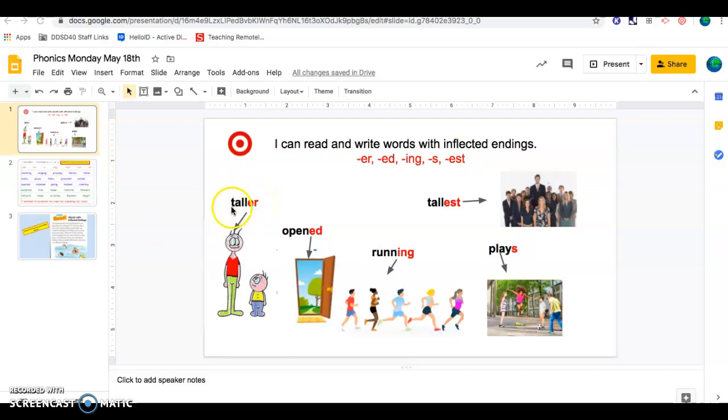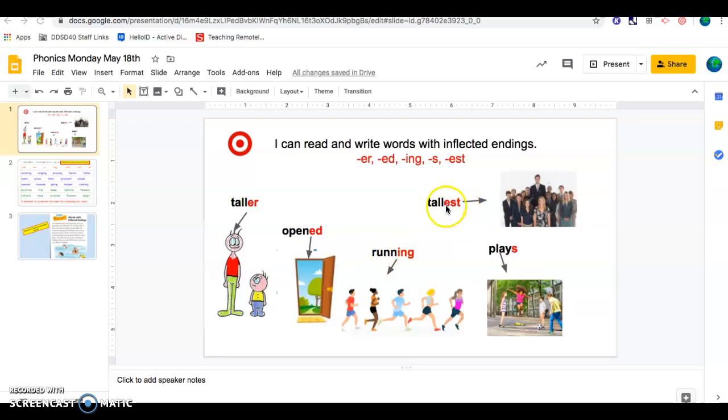Here are some examples. Taller. So tall is the base word. ER at the end makes it mean that something is taller or more tall than something else. Opened. When you add the ED to the end of the base word open, it means that something has already been opened. It has already happened. Running. When you add ing to the end of the word run, then that means that it is happening right then. Somebody is running right now.